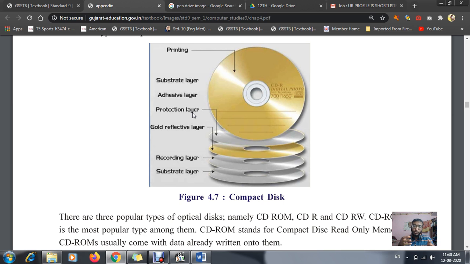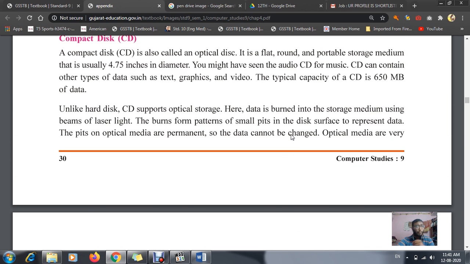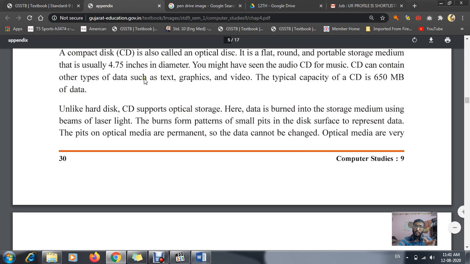That's why it is said that CD and DVD, both of these things, have to be handled with care. The full form of CD is compact disc, and it has maximum storage of just 650 MB, that's it. That was your CD.